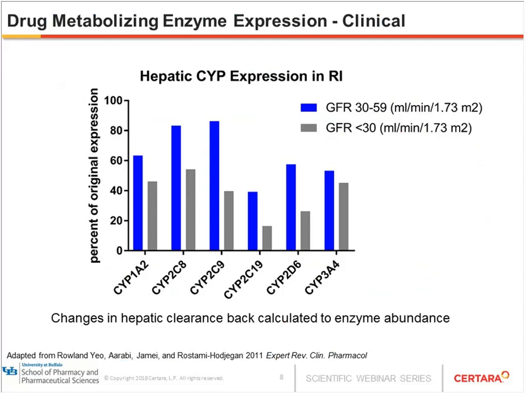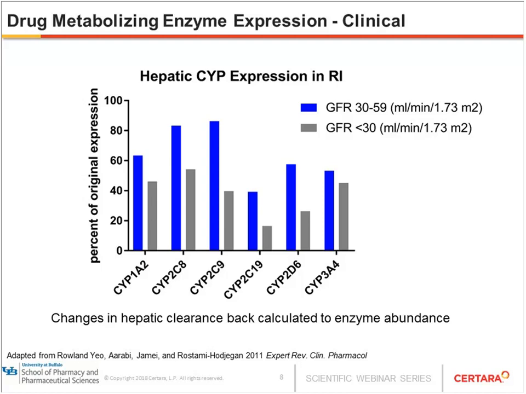So this figure is adapted from a 2011 publication that looked at the hepatic CYP expression in renally impaired populations. And now the CYPs, or the cytochrome P450s, are a major family of drug metabolizing enzymes in the body. So this table looks at percent of original expression for a variety of CYPs that are listed on the x-axis of the figure for moderate and severe renal impaired populations. The moderate renally impaired population are represented in the blue bars, and they have GFRs ranging from around 30 to 59 milliliters per minute. And the gray bars are the severely renally impaired population with a GFR of less than 30.